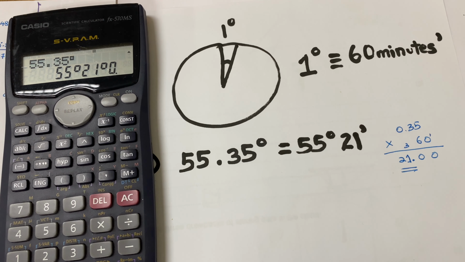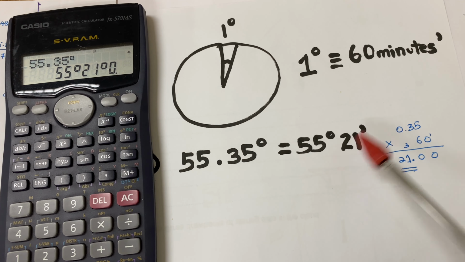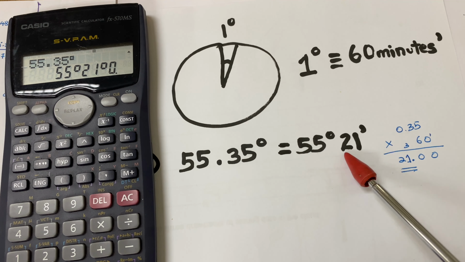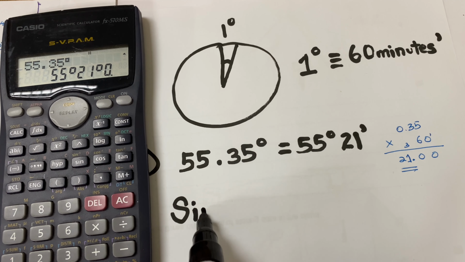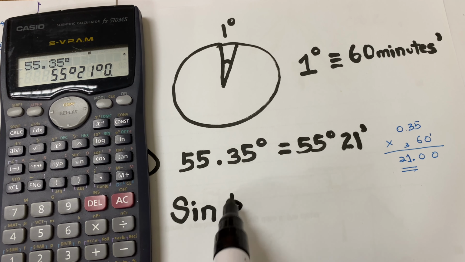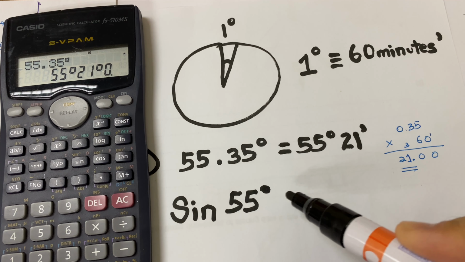Now how do we do it mathematically, in terms of algebra? So 55 degrees, then 0.35 you multiply by 60. That is going to convert the 0.35 into minutes. So it's 55 degrees, 21 minutes. This is how to get the angle and minutes. You need this in order to use a 4-figure logbook to find out the sine and cos ratio, so I'm going to show you how to do that in this video.